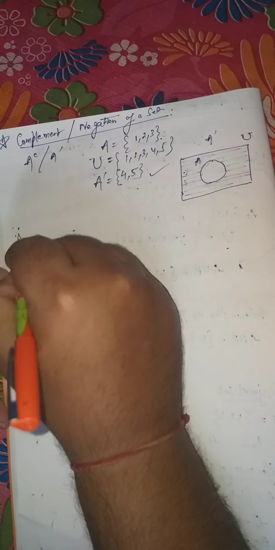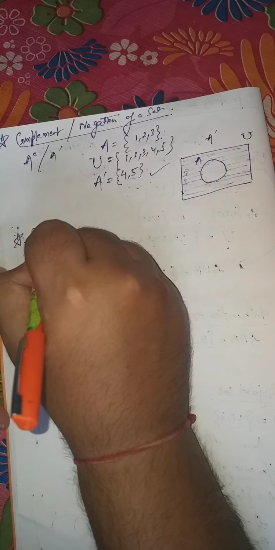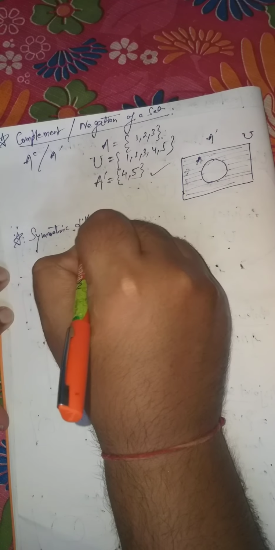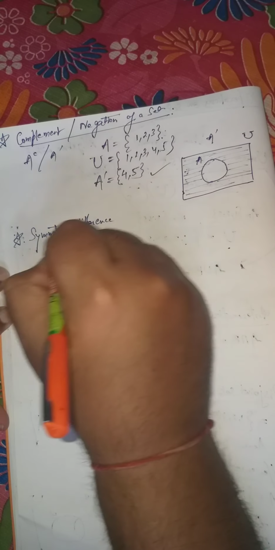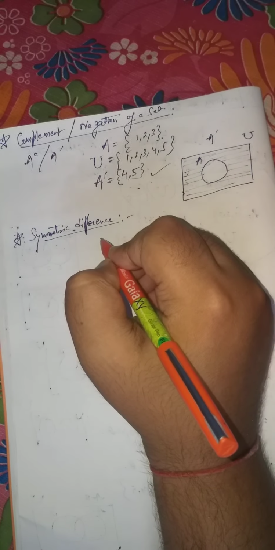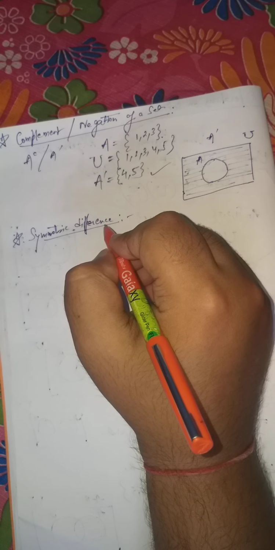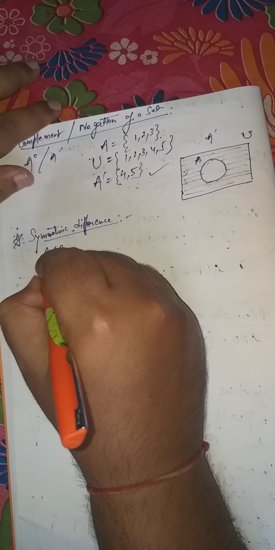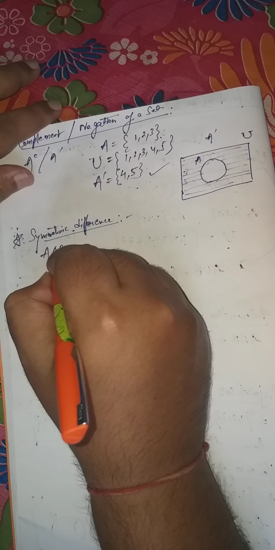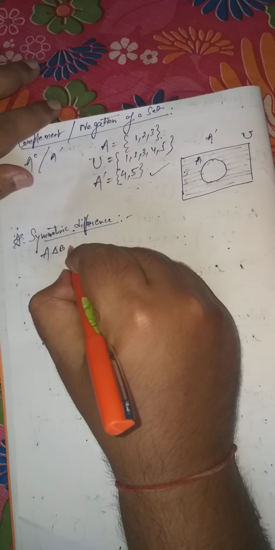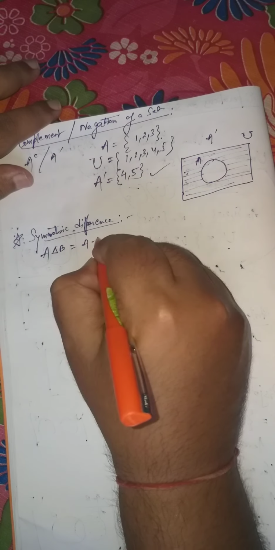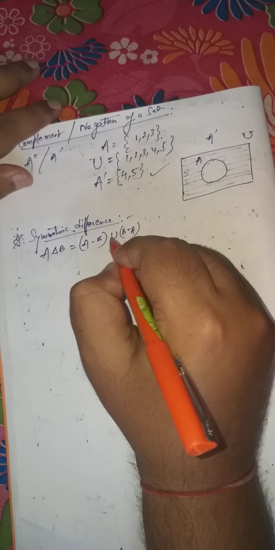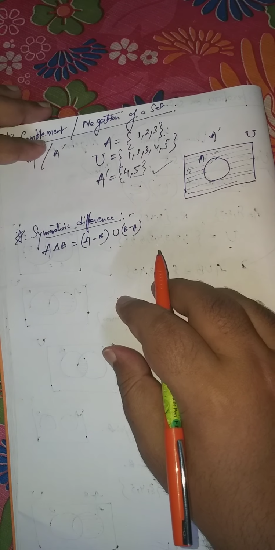Understood? Next thing, symmetric difference. A del B, del, this sign is del. A del B is equal to A minus B union B minus A.